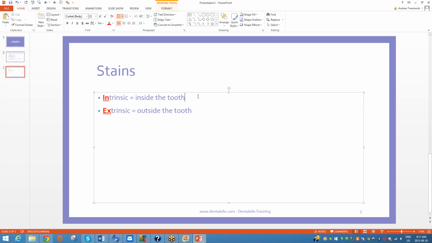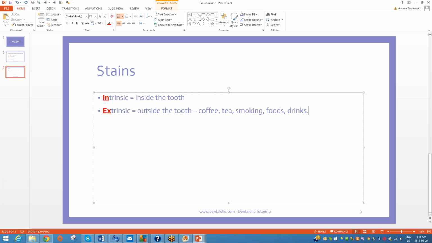Extrinsic, of course, is from outside sources. So if you drink coffee, and I'm going to write this down here. So think coffee, tea, smoking, foods, drinks, anything that's an outside source that stains the teeth, that's extrinsic, and that you can take off.